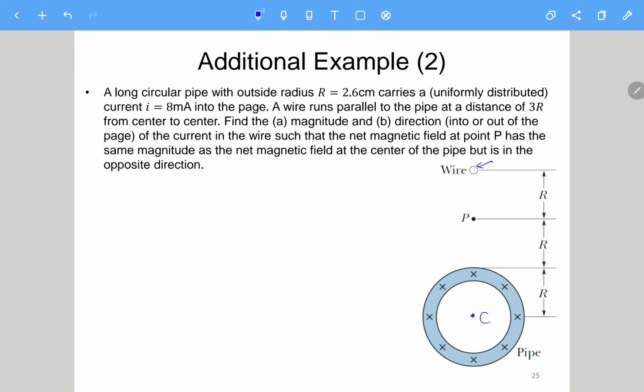Okay, so here we assume the current is IW, where W stands for wire, and we also assume this current is going out. We assume IW is going out of the page. Okay, so you may ask whether this assumption is important.